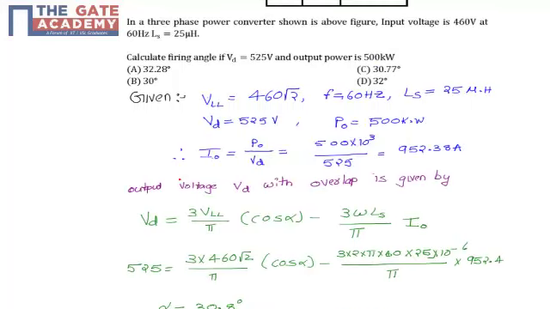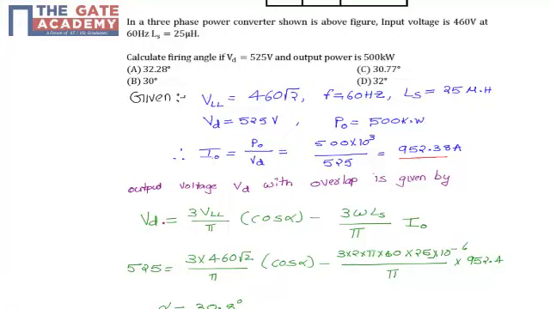In order to find the firing angle alpha, first we will calculate the value of output current, that is I0, equal to output power by output voltage, that is 500 kilowatt divided by output voltage 520 volt. From that we can calculate the value of output current, that is 952.38.